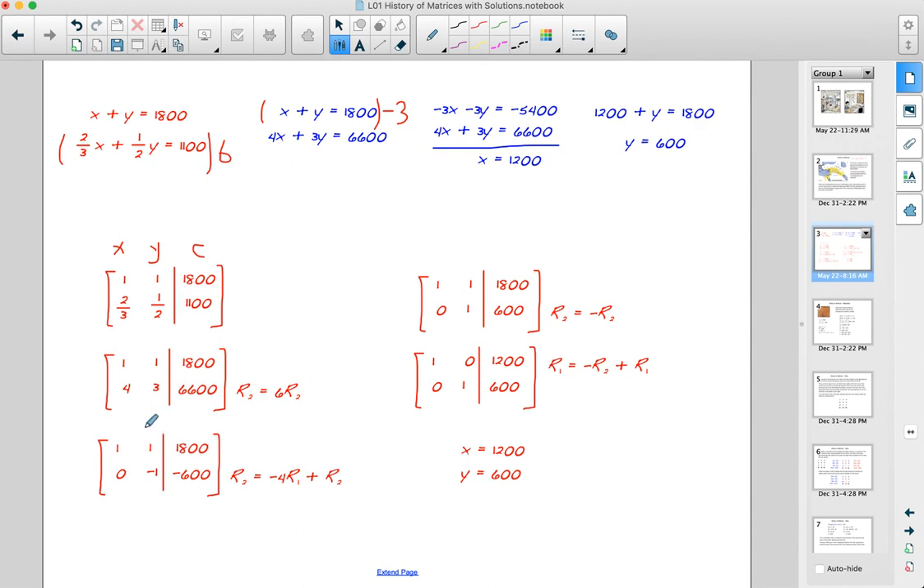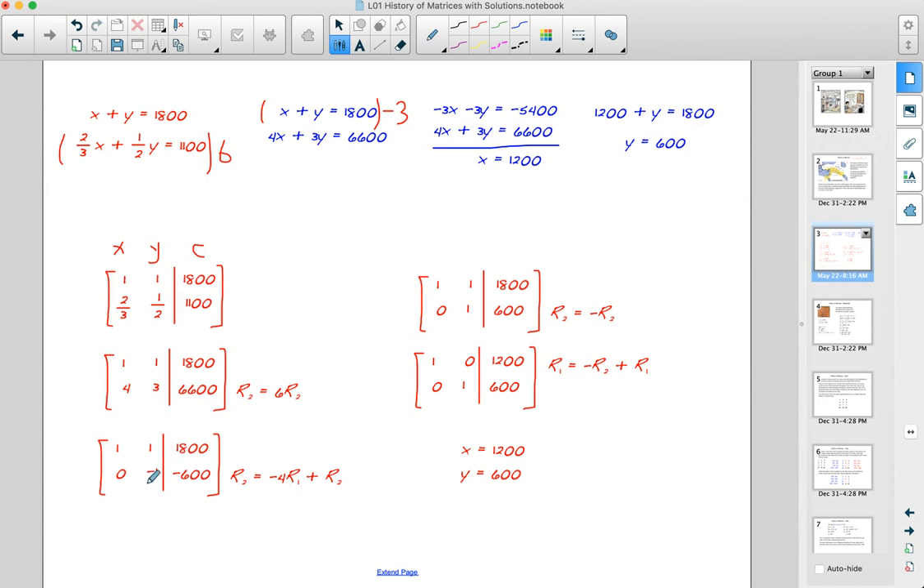But in this case, the variable I would be eliminating would be x. But I didn't do that over here. I eliminated the y. So in order to get rid of this, what I would do is multiply this row by -4, and then I would add it to this row. So -4 times that, plus 4 is 0. -4 times this, plus 3 is -1. Negative 4 times 1800 plus 6600 is negative 600. So I created a new row 2 by performing this operation.